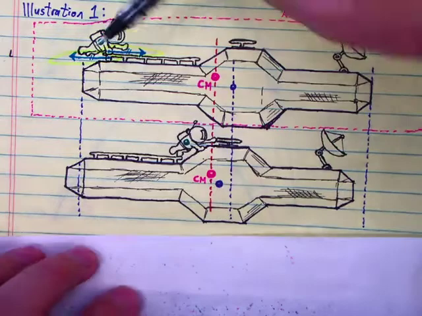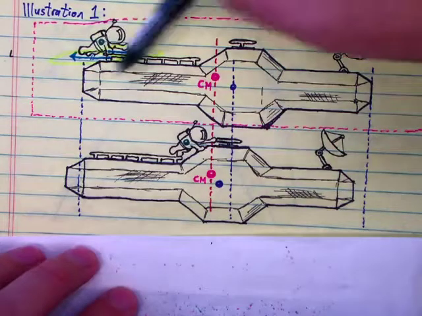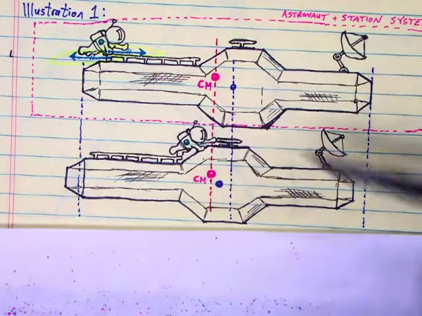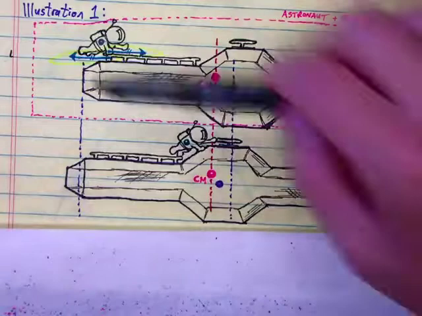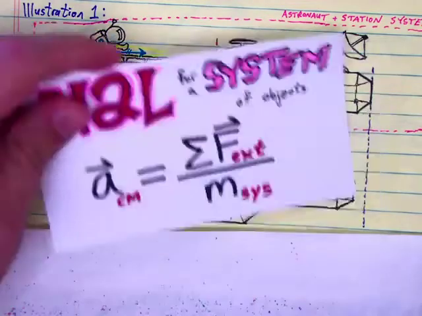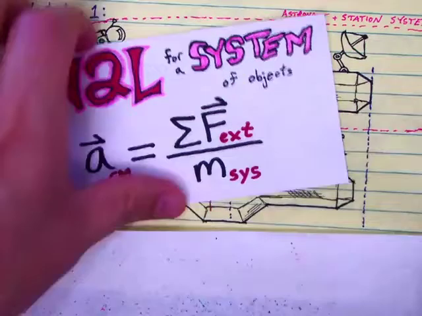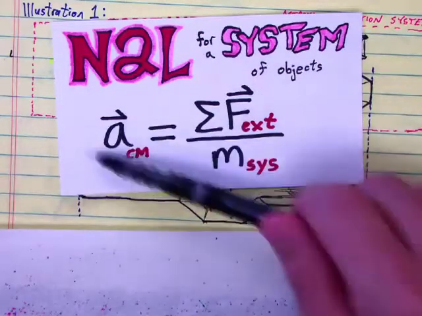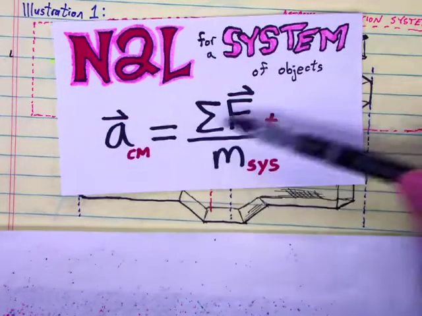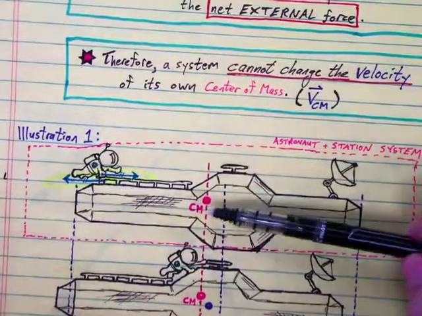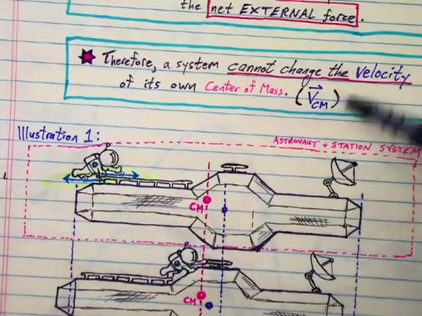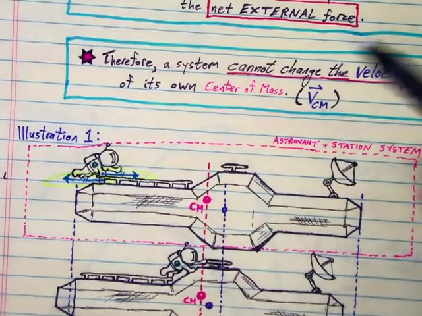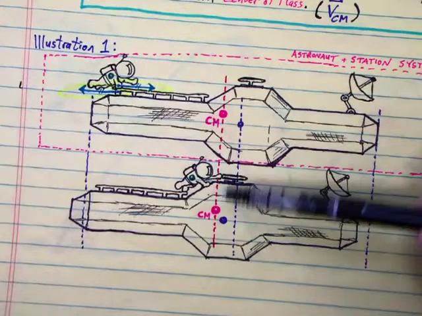But this N2L internal force pair represents the only forces on our system here. In particular, there are no external forces on this system. Therefore, there is no acceleration of the center of mass of the system. If this is 0, this is 0, which means that the center of mass of the system keeps its velocity, which was 0. So the center of mass of the system stayed at rest.